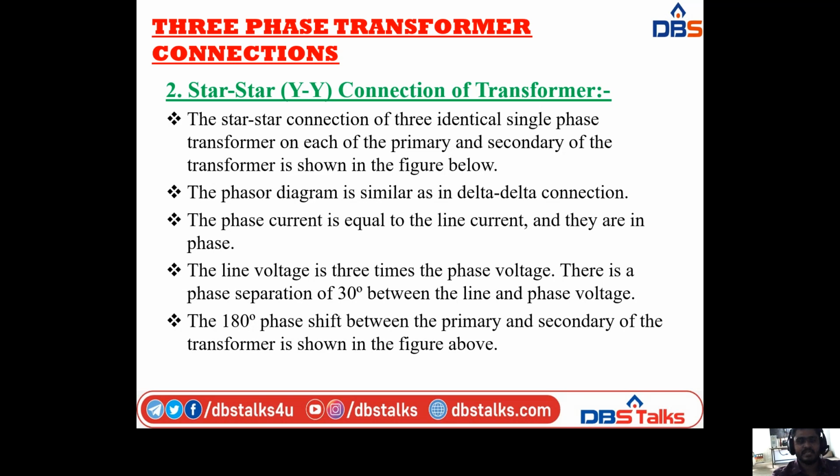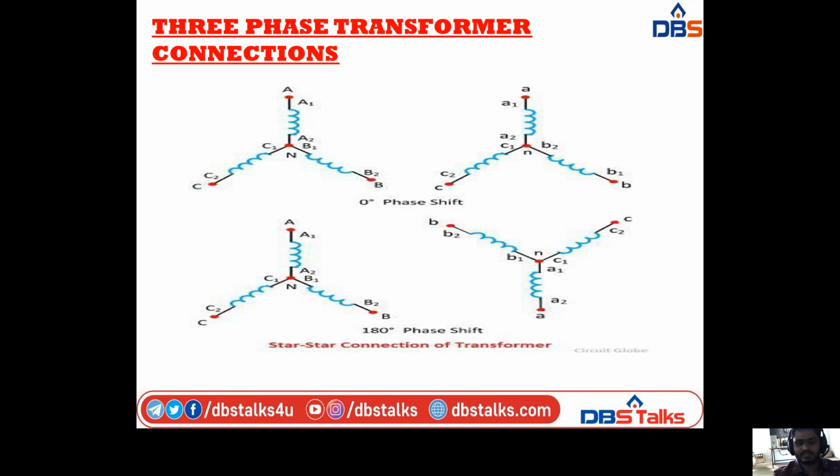And now we are moving to the second type, that is star to star connection of a transformer. In this one, the star to star connection of three identical single phase transformers on each of the primary and secondary of the transformer is shown in the diagram. This one. So this is the star connection.